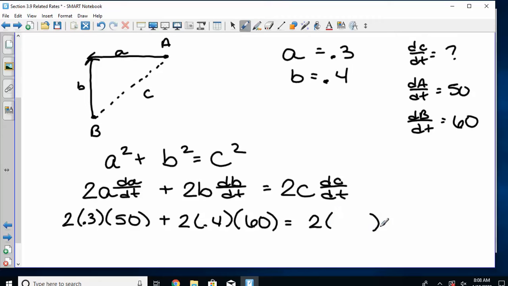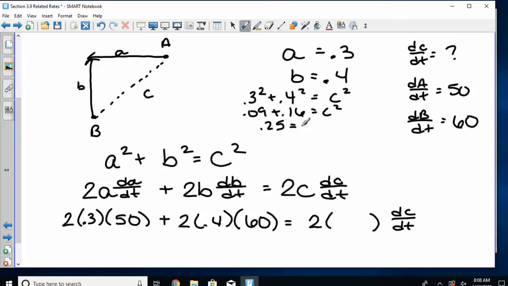I don't know C, and I'm looking for dc/dt. How could I find my C? We know we're looking for C at this instant when A and B are 0.3 and 0.4, so if we plug those in, 0.3 squared plus 0.4 squared equals C squared. So we get C to equal 0.5.